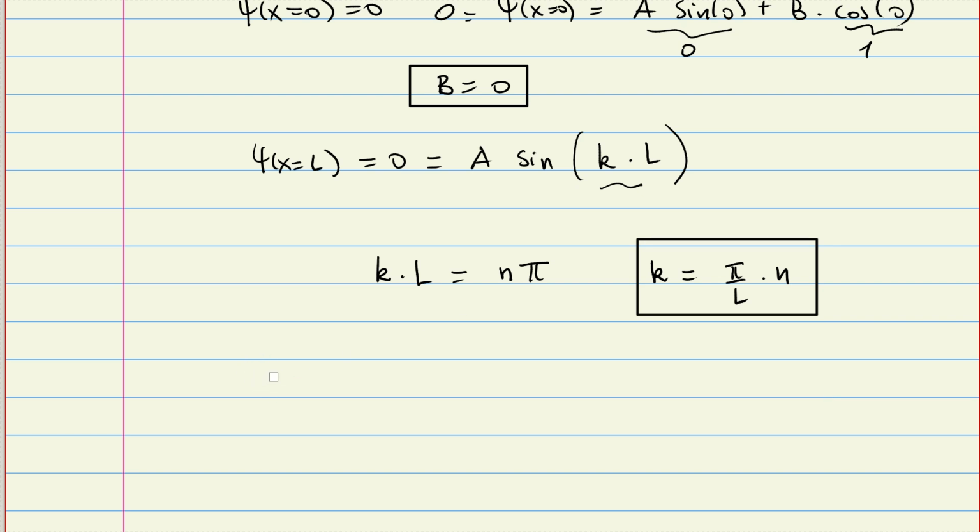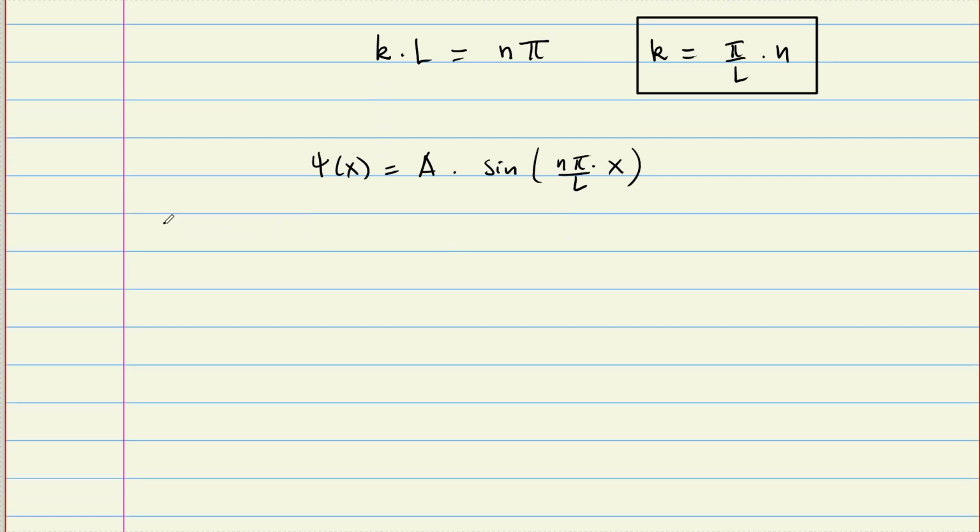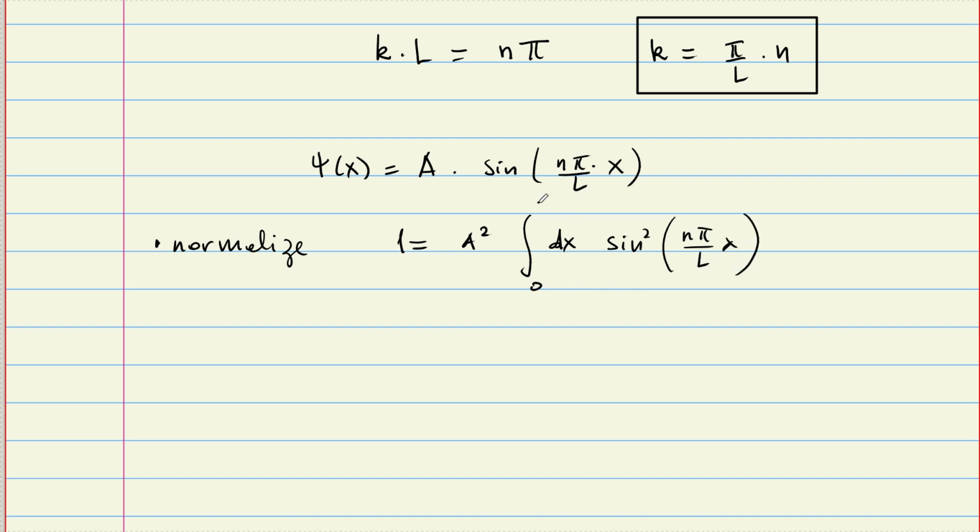Then my psi of x is now equal to A times sine of n pi over L times x. Now what I need to do is normalize. So 1 should be equal to A squared, and I'm assuming A to be real, it's just an arbitrary constant, times the integral dx of sine squared n pi over L x, and the integral limits are from 0 to L. Unfortunately, we have to take this kind of integral.